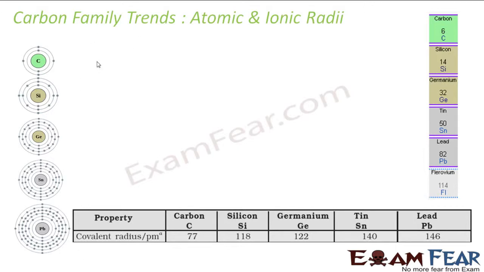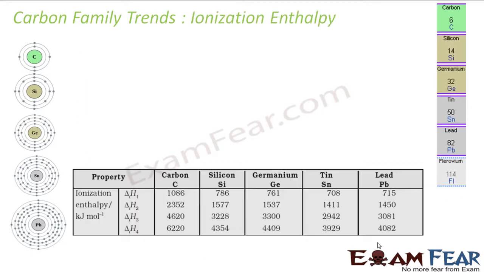Let's talk about the atomic and ionic radius. The moment you go down, the number of shells increase, and thus the atomic size increases. The charge of the nucleus increases, but due to the shielding effect, the increase in effective nuclear charge is not that much as we compare with the number of shells. So going down, generally the atomic size increases.